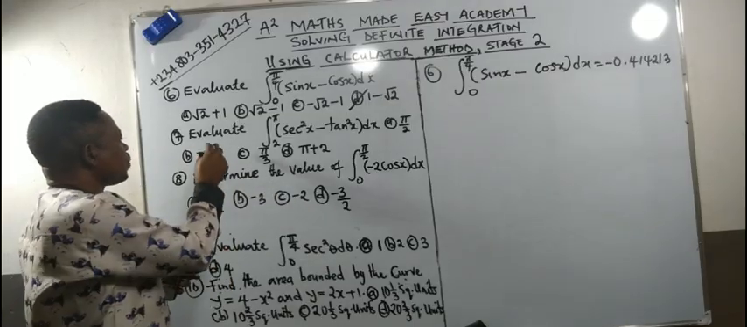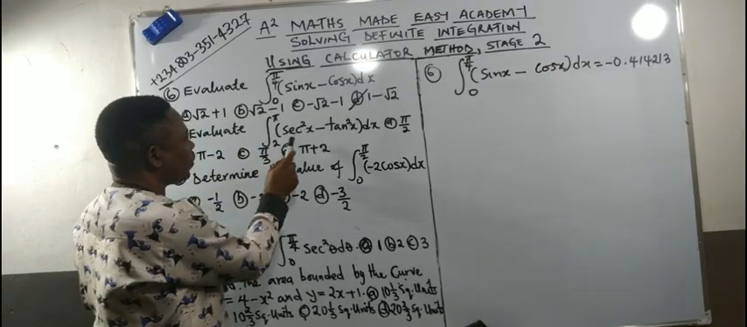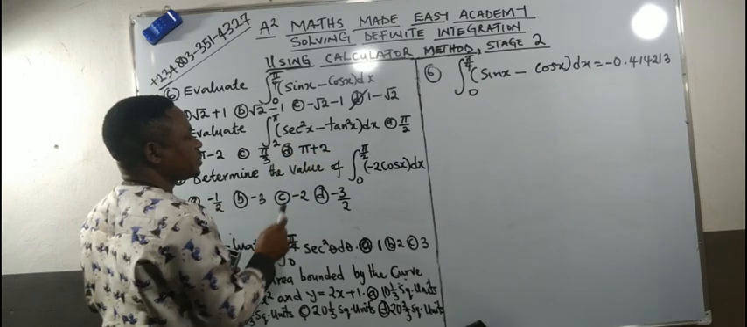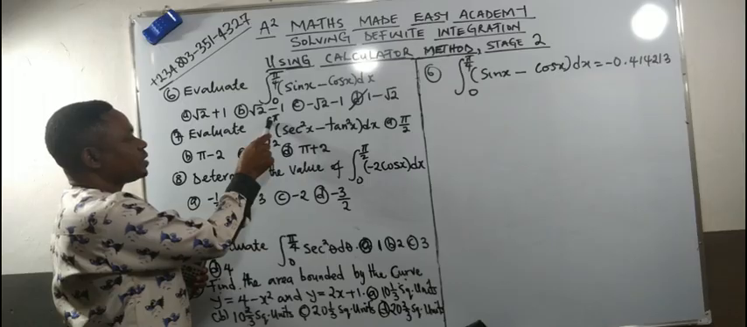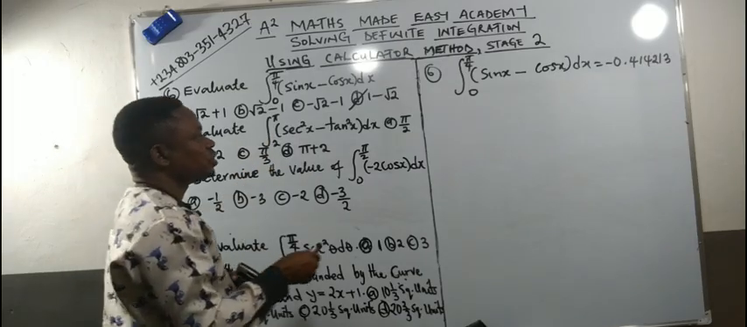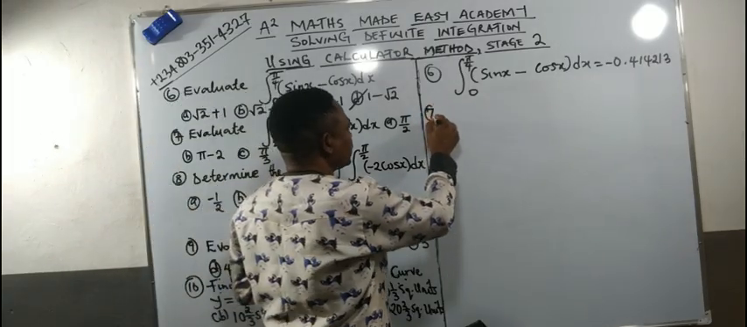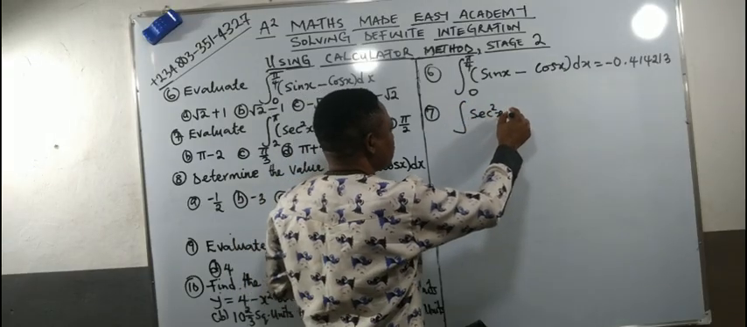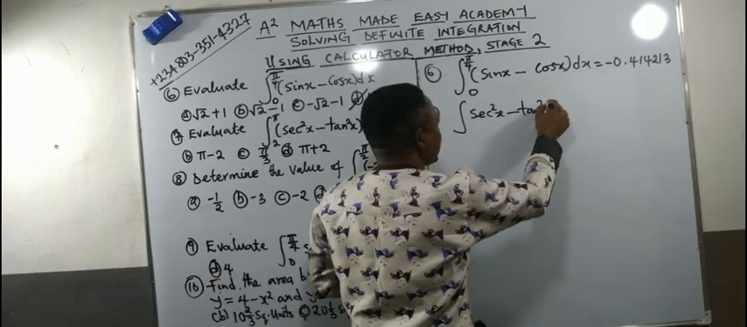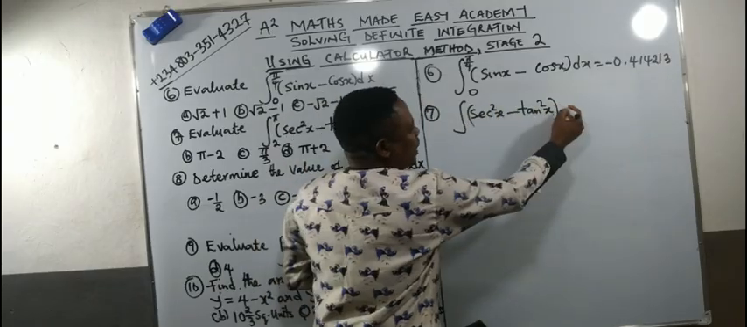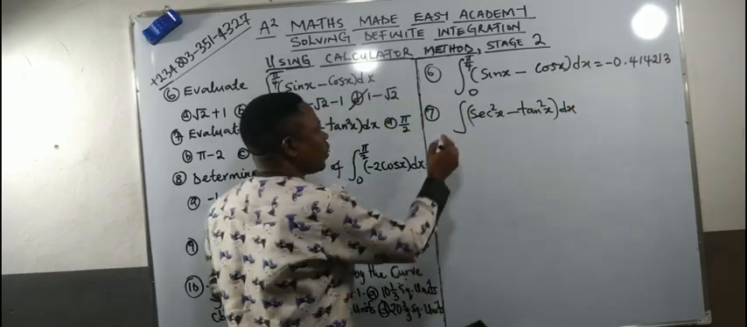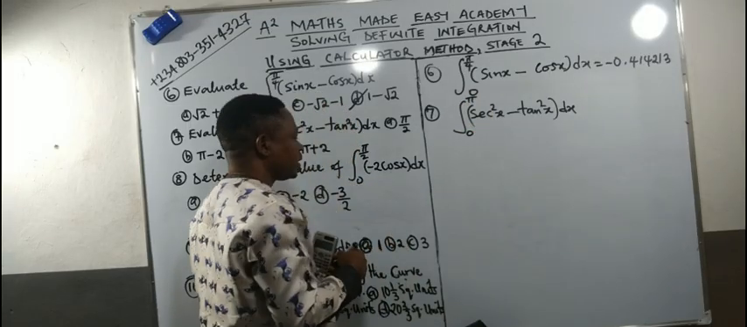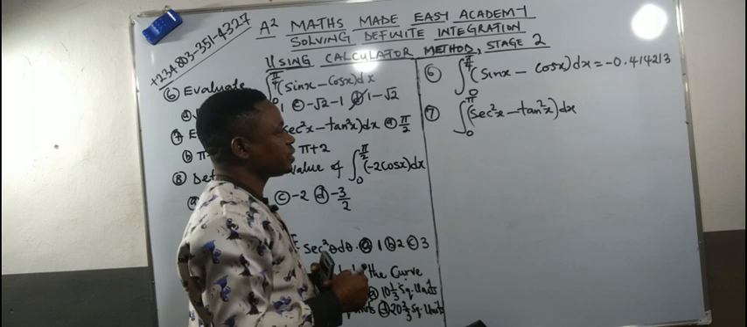Then permit me also to move to question number 7. The question says evaluate the integral of sec square of x minus tan square of x dx, bounded by upper limit pi over 4 and lower limit 0. So let's solve question number 7. Integral of sec square of x minus tan square of x dx, bounded by upper limit rad and lower limit 0.